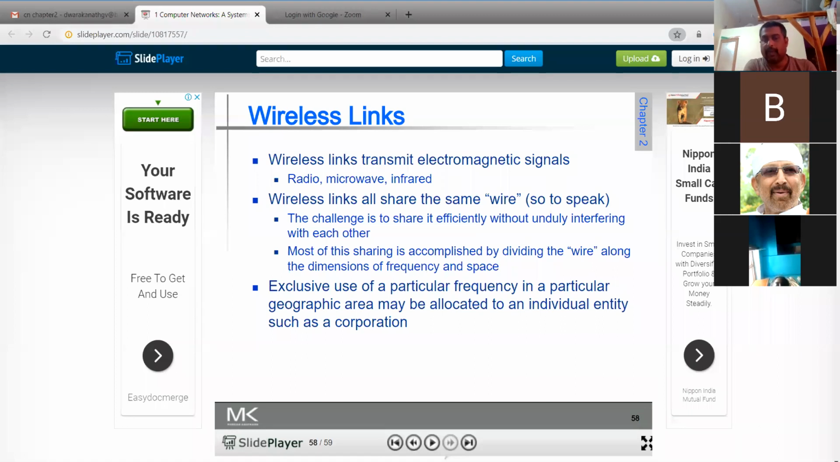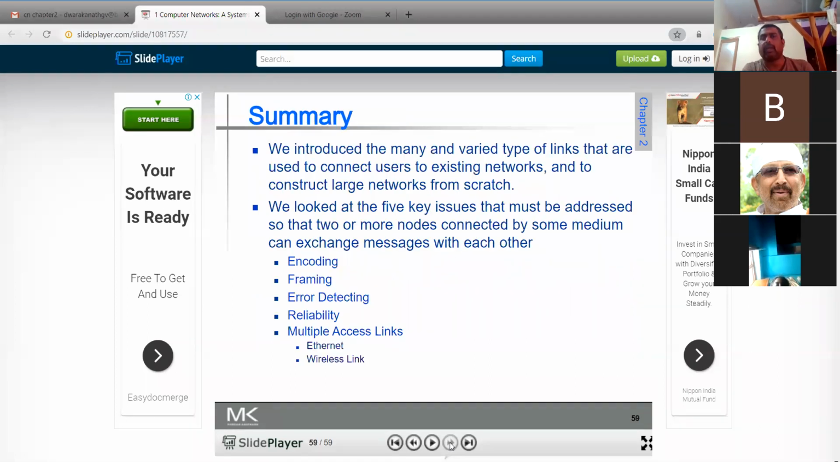Coming to the summary of this particular chapter, or module 2, what we have done: we introduced the many and varied types of links. First, we went through the links and saw different links that are used to connect users to existing networks and to construct large networks from scratch. So we have seen how links will be used. Then we looked at the 5 key issues that must be addressed so that 2 or more nodes connected by some medium can exchange messages with each other.